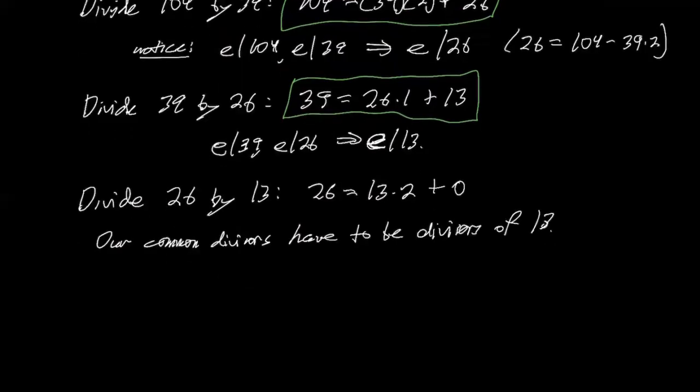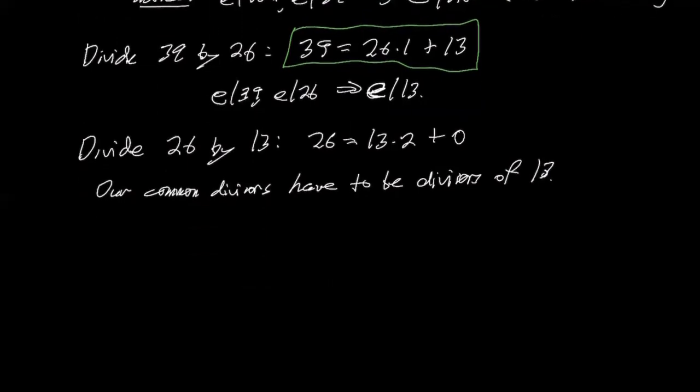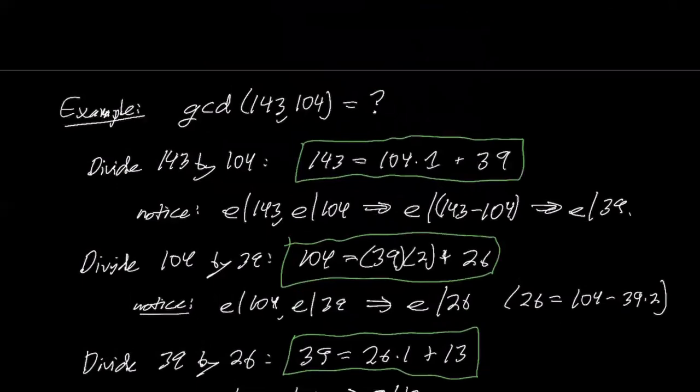But does that mean 13 is a common divisor? We just showed that common divisors have to divide 13, but that doesn't show that 13 is a common divisor. Let me put a box around this. I've just shown that if you have a common divisor of the first two numbers up here, then it also has to be a divisor of 13.